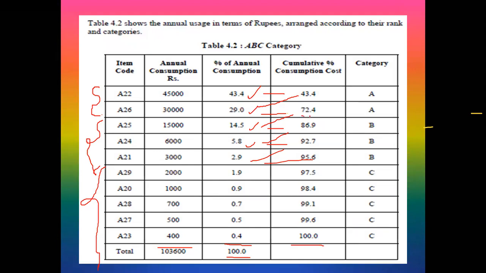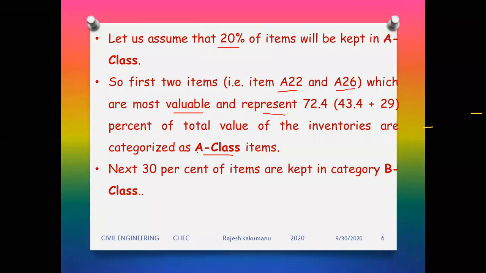These two together give 72.4. You can do it this way also, but in the majority of cases, fewer items should be in A class, right? So we are considering two items as very, very important. 45,000 is the highest range, 30,000 is the next highest. These two are close, right? Again here a variation came, right? So like this, these are categorized in A class items.